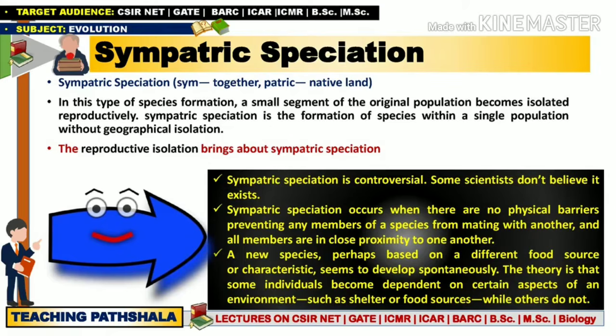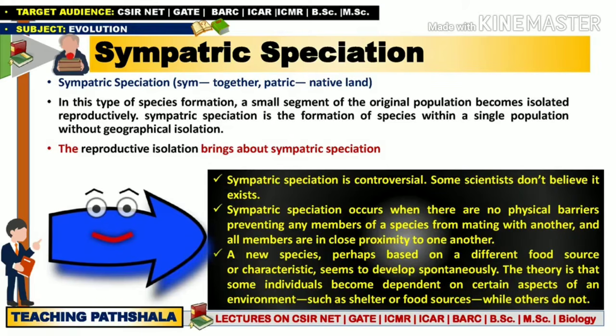So there are some more important points related to sympatric speciation, mentioned in the black portion. In the first line it has been mentioned that sympatric speciation is controversial because some scientists don't believe that it exists. Because the different species are still living in the same geographic range, and despite living together, they are not capable of interbreeding. That is why they are regarded as different species. Somehow it is very hard to believe that although they are living in the same area, they are not interbreeding, which means they are not the same species. So that is why it is controversial.